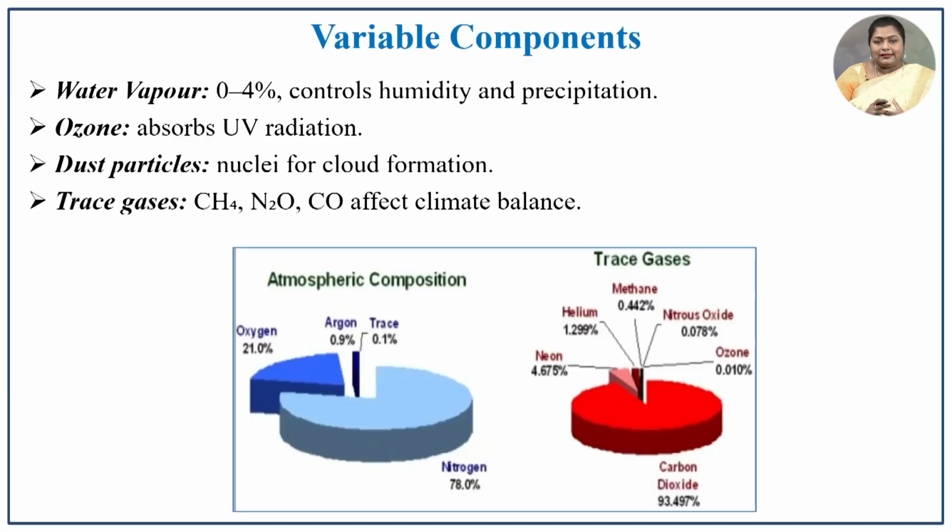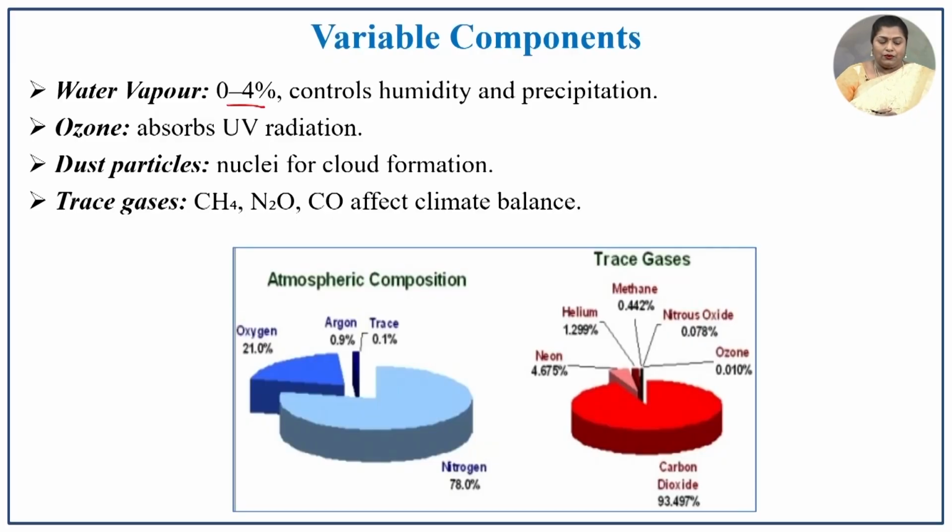Variable gases. The first one is water vapor. It constitutes 0 to 4% and controls humidity and precipitation. What is humidity? We have already discussed that humidity is the water vapor content present in the air, and because of that humidity and water vapor content, condensation occurs and leads to precipitation. So this vital role is played by water vapor.